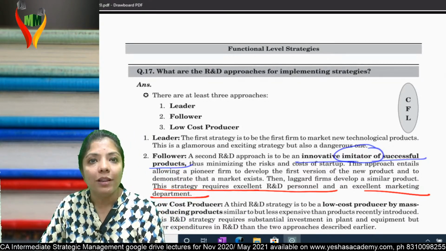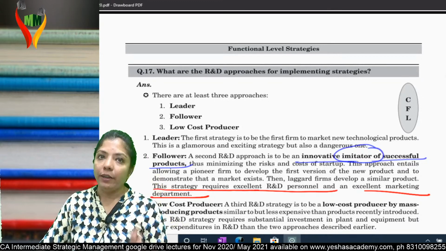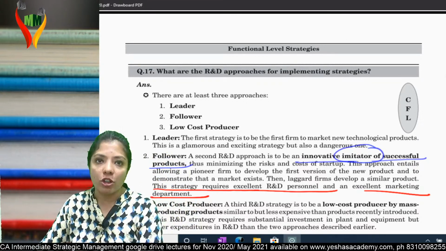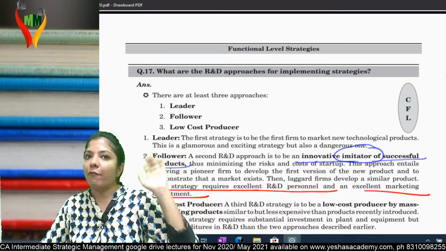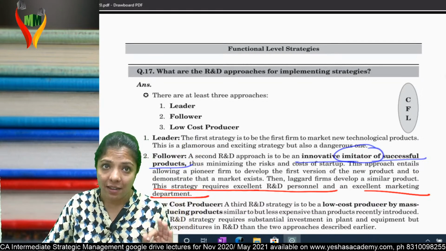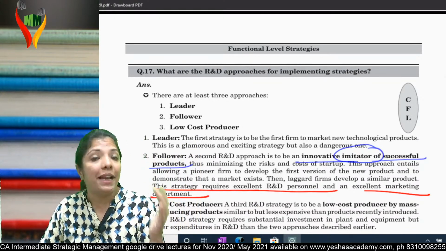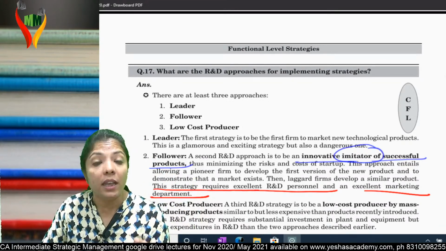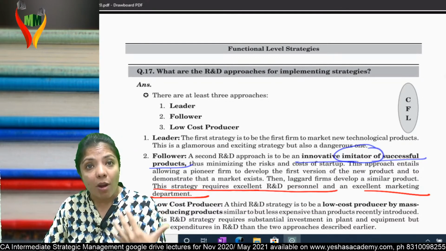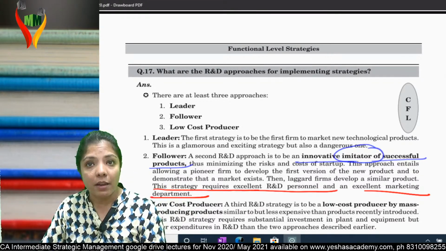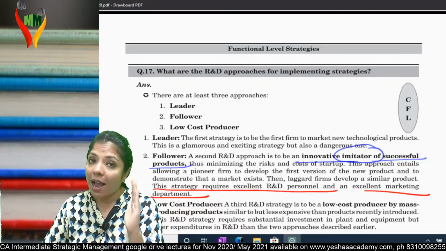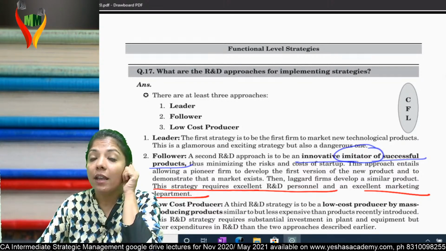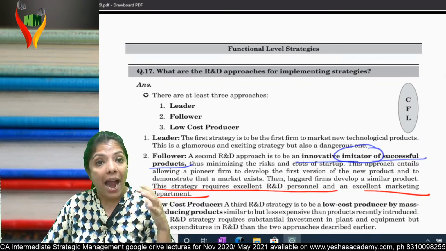If customers like the product, then we will enter. Follower. Following whom? Successful leaders. But if you bring exactly the same product that leaders have launched, people will not buy from you, people will buy from leaders. So it is very important for you to bring a product which is better than the leader's product. Am I clear? No doubt you have to imitate him, but be an innovative imitator. Try to add something to it.